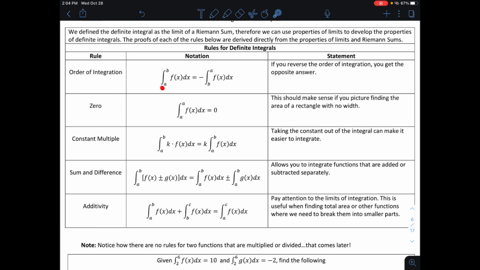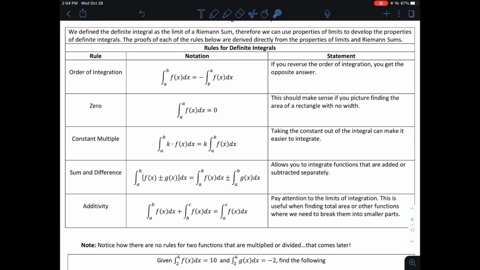Now, another interesting thing is the order of integration. If I had a definite integral going from a to b of f of x dx, and I were to swap my bounds and go in the other direction, start with b and work my way back to a, it would be the same thing as what we had before, but it would just be negative.